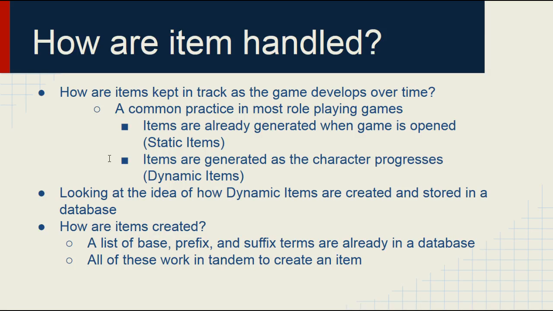For example, in our game, what we'd have is a base name, a prefix, and a suffix per item that is dynamic. So what happens is when an item drops, it looks at three tables, a base, the prefix, and a suffix, grabs one element of each table, puts it together to form one element, and creates that new item as a whole.